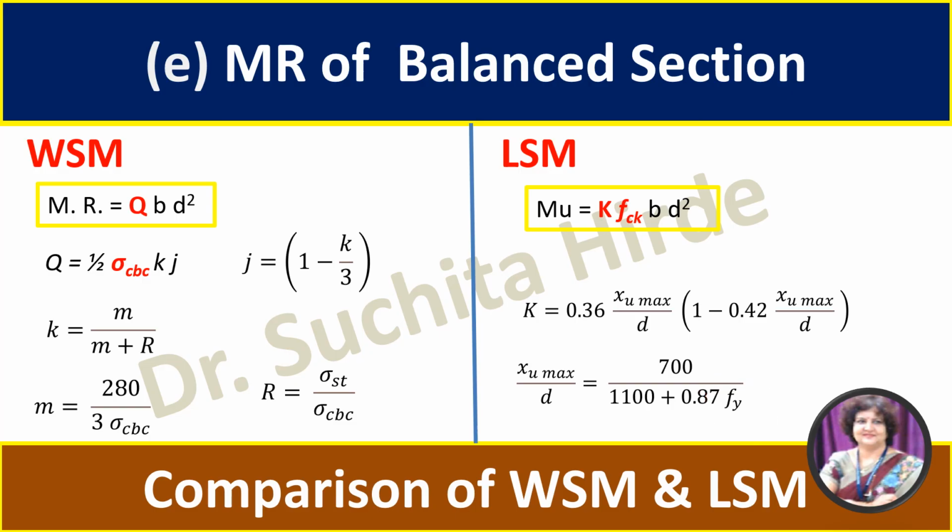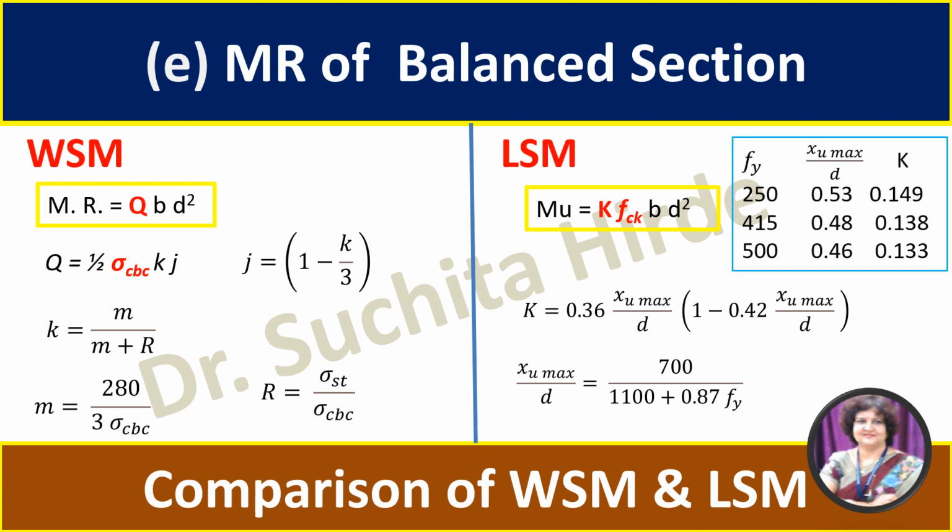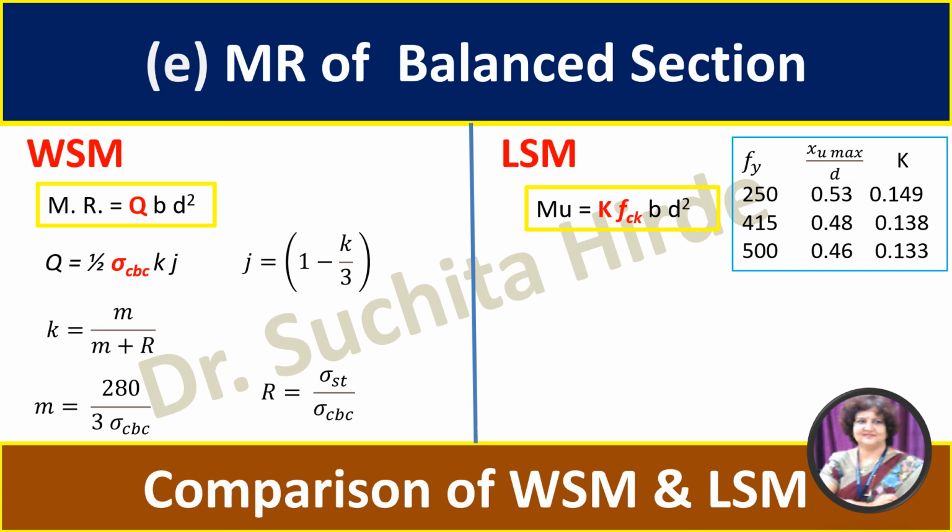So for simplicity we can remember the value of K. If you substitute 250, 415 or 500 in this formula, we get the value of XU max by D as 0.53, 0.48 and 0.46, and therefore K value is 0.149 for Fe250 steel, 0.138 for Fe415 steel and 0.133 for Fe500 steel. You can remember these values and directly use them while designing the section. You can directly substitute these values in this formula for limit state method.